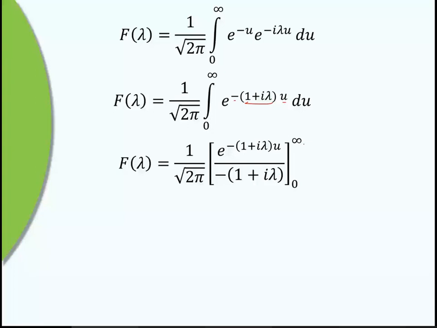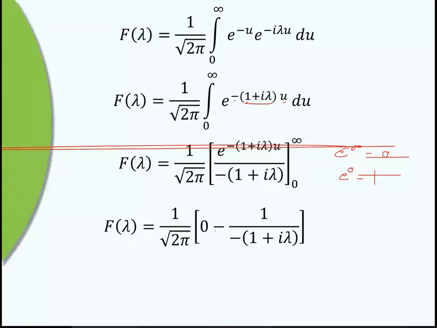Now substitute upper and lower limit. At upper limit, we are substituting limits for u. So at upper limit, infinity, e raised to minus infinity. E raised to minus infinity is 0. Okay, and at lower limit, e raised to 0 is 1. Okay, so make use of that. It becomes 1 upon root 2 pi, e raised to minus infinity is 0, minus e raised to 0 which is 1, so it is 1 upon minus of 1 plus I lambda. Minus minus becomes plus.